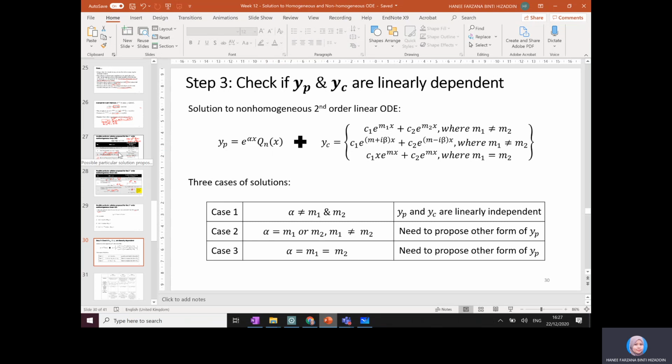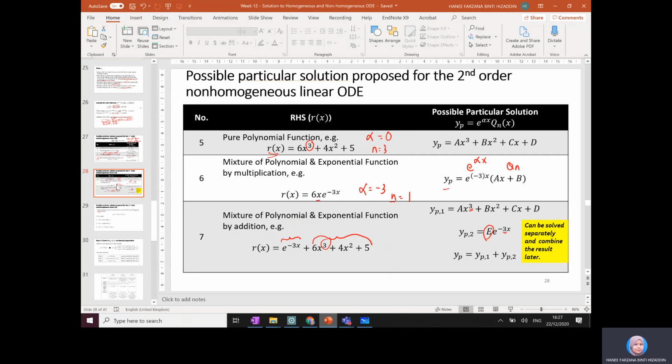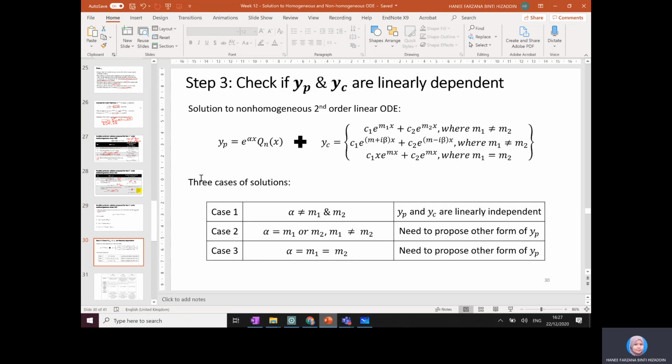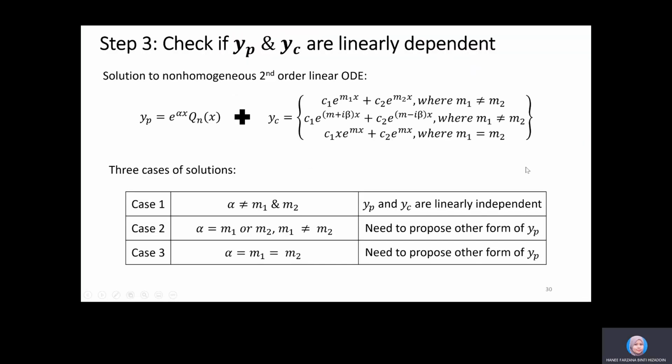So yp is what we have discussed lengthily just now, to choose the possible forms of yp. And after you have decided on a yp, you need to check whether the yp and yc are linearly dependent. There are some shortcuts to quickly see this. Because for your ODE, your right hand side R(x) general form is e to the alpha x times a polynomial of x. So look at the value of alpha in the R(x) and check alpha against the M1 and M2 values.